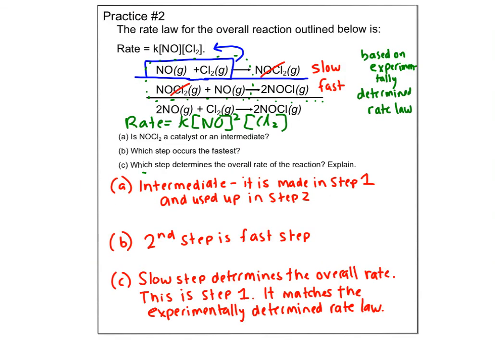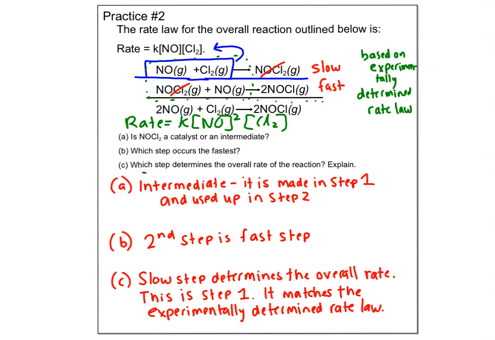So here's a great question. They experimentally determine the rate law is rate equals K times NO times Cl2. And so first, is NOCl2 a catalyst or intermediate? So here are all the steps. Here's the balanced equation. Well, I see that I make NOCl2 in step 1 and then use it up, so that means it's an intermediate.